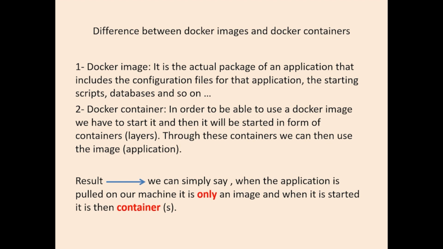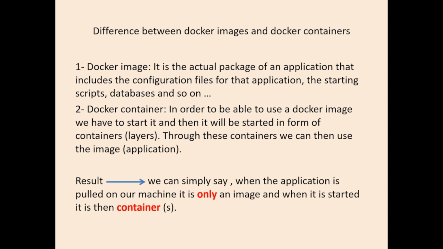So a Docker image is exactly like a package, the actual package of an application. In this package, in this Docker image, you have all of the configuration files, all of the settings, databases, credentials, network settings, everything that an application needs in order to work is in this Docker image. So it is only a package, an actual package. But a Docker container, in order to be able to use this Docker image, you have to start it. We have to do something with that. We have to start it in this case.